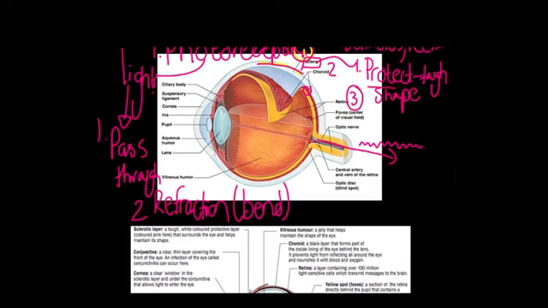Now let's follow this tough outer layer. And when we get to the front, we notice there's a whole lot of structures that are different in the front. And what does that mean? That means that the structures in the front, and let me use the blue, everything in the front must do two things. Number one, let light pass through. And number two, we need to bend the light.